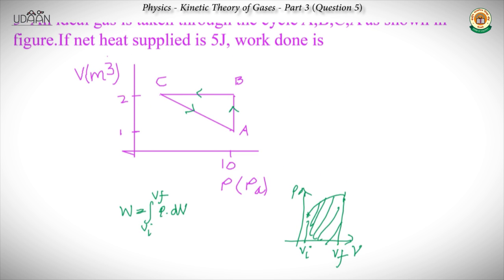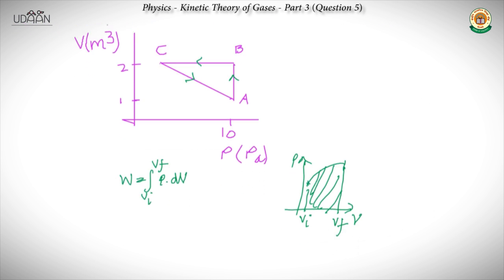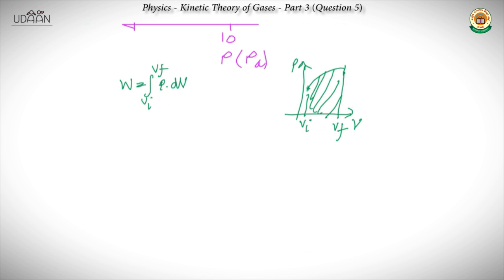For our question, because we know most of the states, if we can convert it to the corresponding PV graph, then it would be very easy to find the work done.